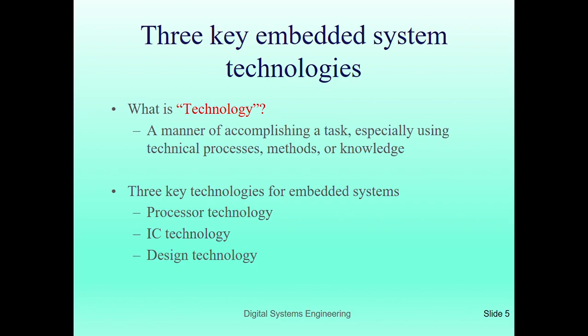Now we should start with the main topic of today's lecture. Today we will discuss the three key embedded system technologies. What is technology? Basically, a technology is a manner of accomplishing a task, especially using technical processes, methods, or knowledge. There are three technologies which are extensively used in embedded systems. Number one is the processor technology, number two is the IC technology, and number three is the design technology.